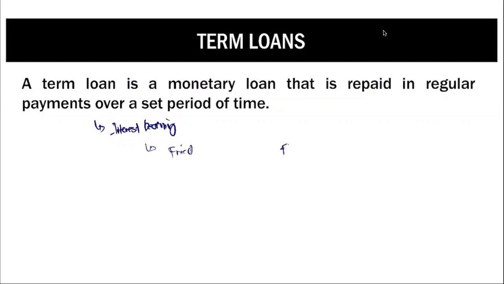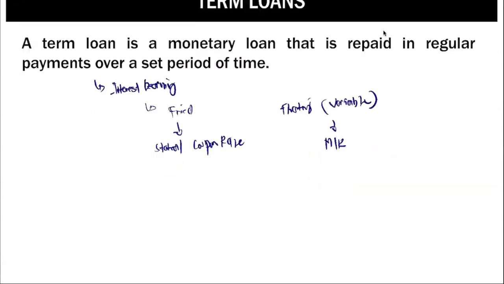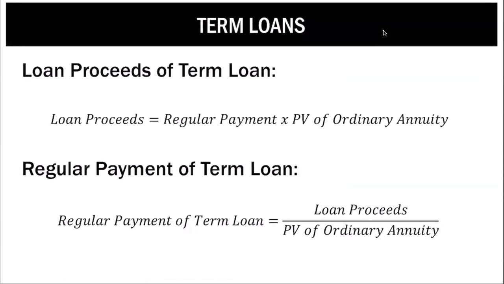So unlike a while back, we had a floating interest. Floating means variable, indexed on the market interest rate. When we have fixed, whatever is the stated or the coupon rate, this is the amount of our interest. And we have already differentiated coupon payments of fixed and floating. So how do we compute for your loan proceeds? Your loan proceeds is equal to your regular payment times your present value of ordinary annuity.